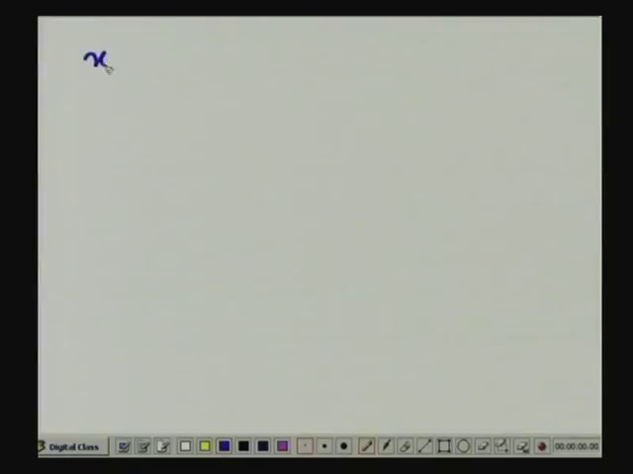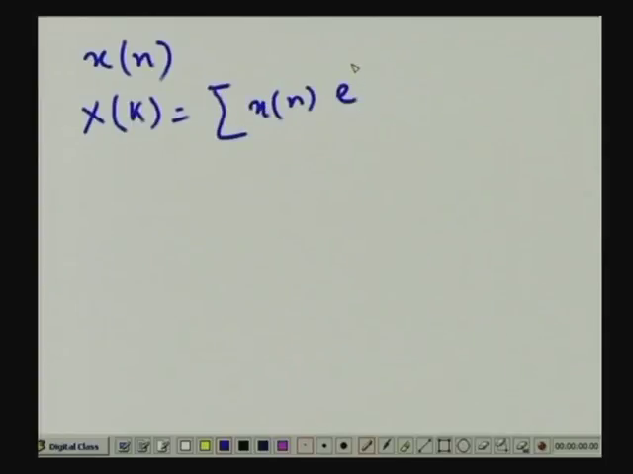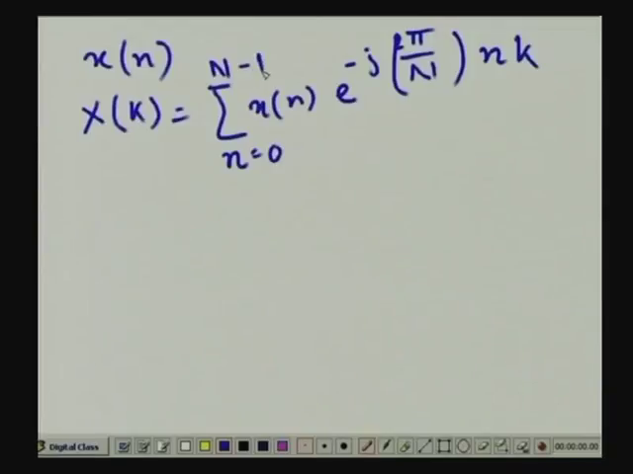When we go to discrete domain, in that case for a discrete time signal say x n, where n is the nth sample of the signal x, the Fourier transform of this is given by x k is equal to sum of x n e to the power minus j 2 pi by N into n k, where the value of n varies from 0 to N minus 1, where this capital N indicates the number of samples that we have for which we are taking the Fourier transform.